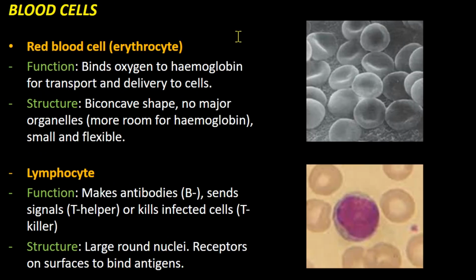So let's look at blood cells. We have red blood cells or erythrocytes. This is what you're seeing here. So the function is to bind oxygen to hemoglobin for transport and delivery to cells.